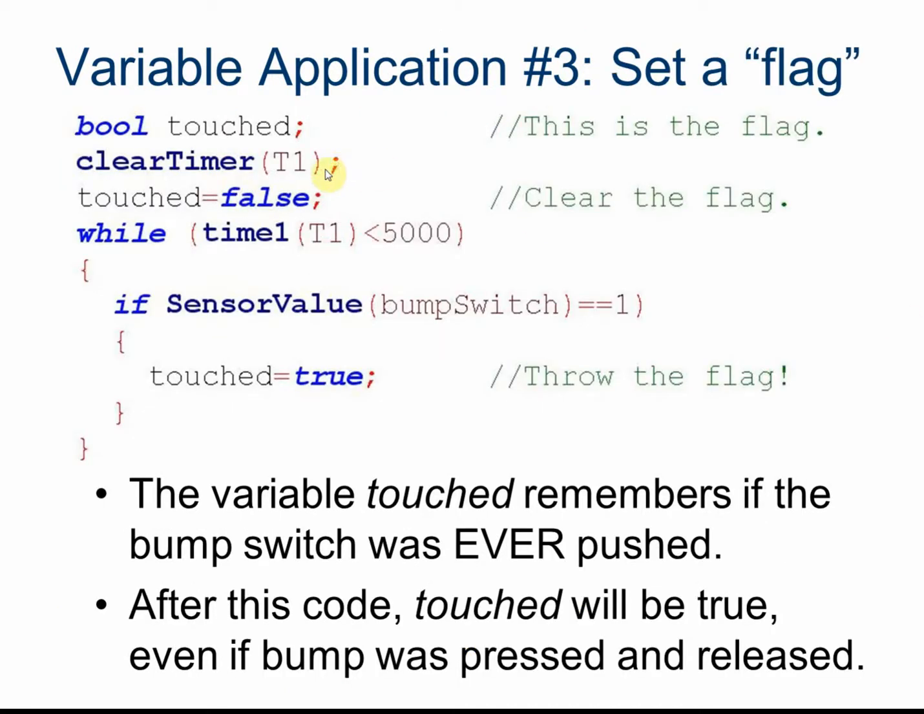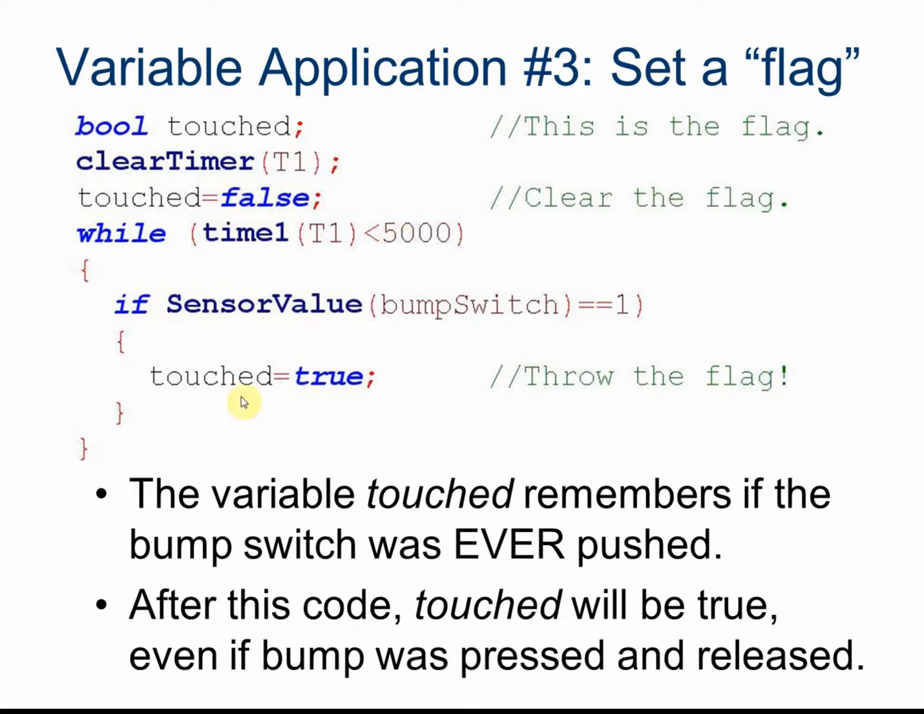So here's our program. Notice we're using a Boolean variable here, because a Boolean variable is only true or false, which you're going to use a lot in computers, computer science, any programming at all. You're going to use Booleans a lot. So this is going to be our flag. So we clear out our timer, turn off our flag, clear our flag, and we're going to start a timer. Within this 5 seconds, this is waiting till this reaches 5 seconds.